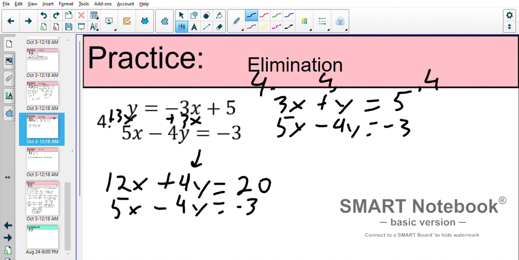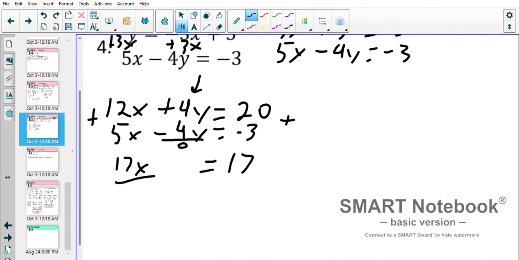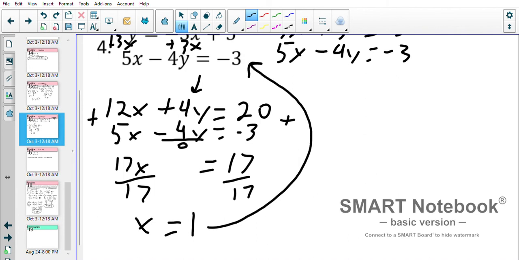And now we can see with a positive 4y and a negative 4y that those are going to eliminate each other. So let's finish this out by adding them together. The 12x plus the 5x ends up giving us 17x. Over on this side, we have 0 when we add those together. And on the right-hand side, we have 17. So we end up finishing this out by dividing by 17, and we get x equals 1, which is what we got on the last one. We're not finished. We have to plug this back in like we did before, but that step is exactly the same as what we did on the previous one, so I'm not going to do it again.